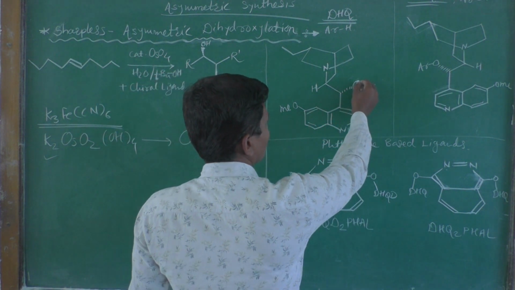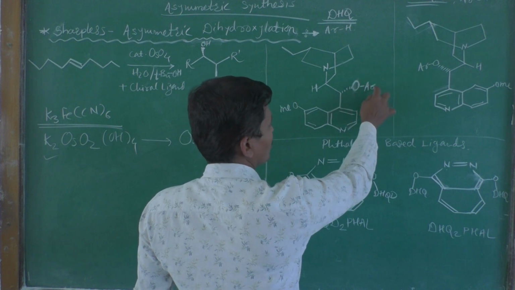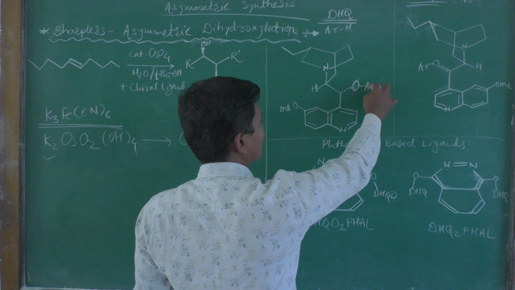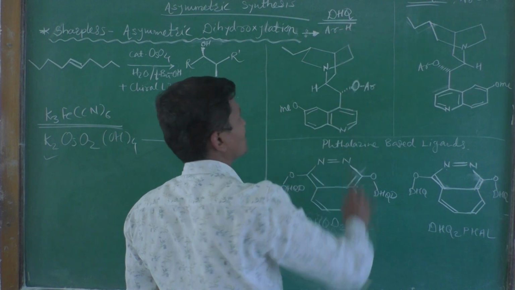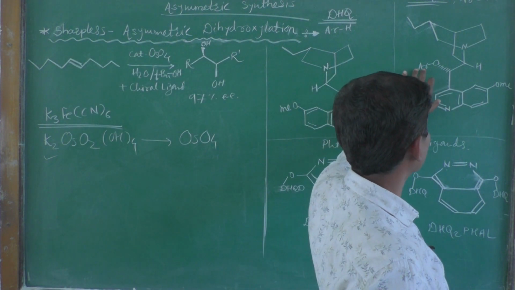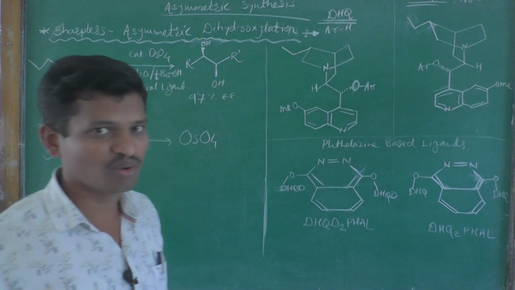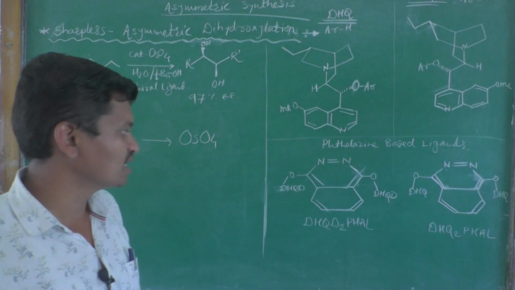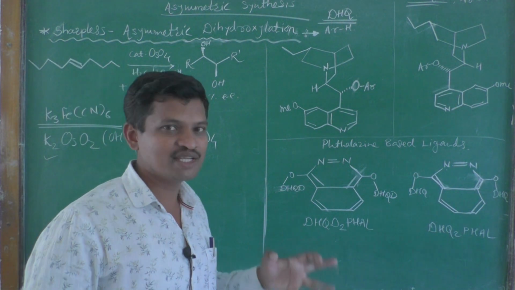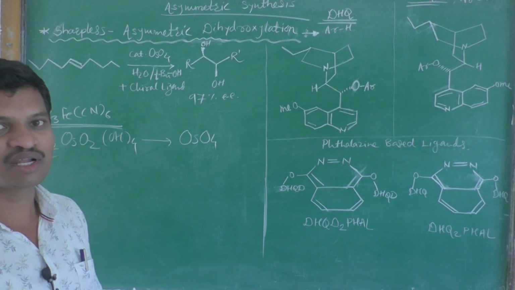Okay, so when this is oxygen and there is a bond between oxygen and this aromatic ring, and instead of Ar, when hydrogen is there, then this molecule is called DHQ. And again in this molecule, when instead of Ar hydrogen is there, then this molecule is called DHQD. Okay, so these reagents are known as chiral ligands. They are the alkaloids that can be used as a chiral ligand for this asymmetric dihydroxylation.